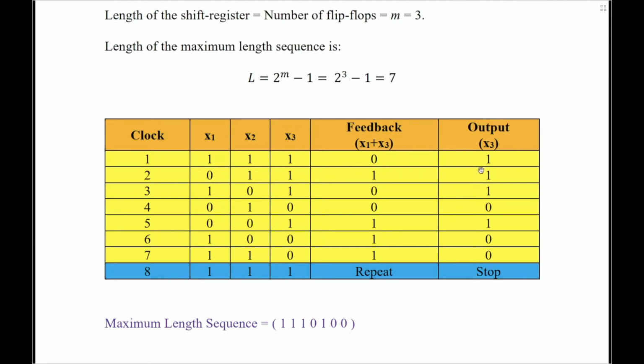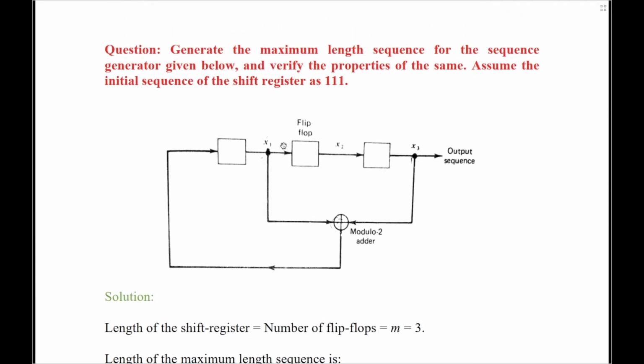Now, where do we find the PN sequence generated? In the output column. So, I have to now write this sequence from top to bottom. So, the PN sequence, or here in particular the maximum length sequence, is 1110100. You can see I have written the same here. It is 1110100. That is how you generate the maximum length sequence or the PN sequence using a maximum length sequence generator.